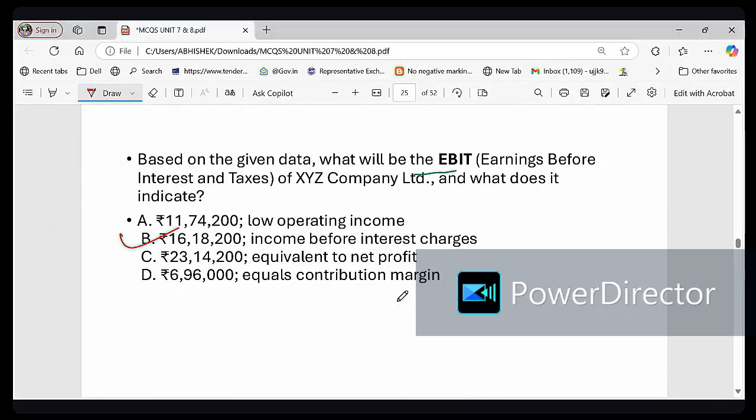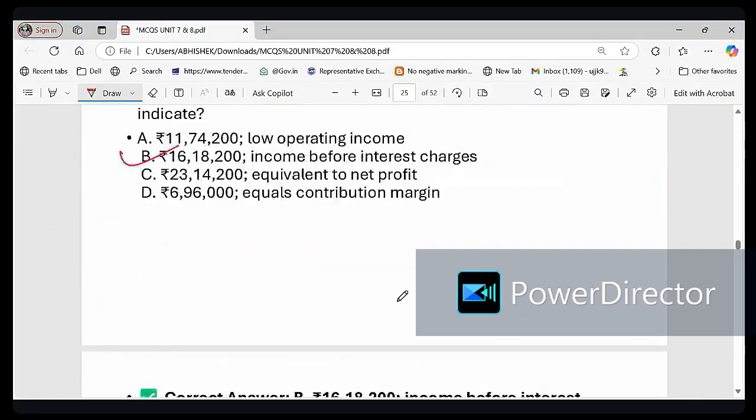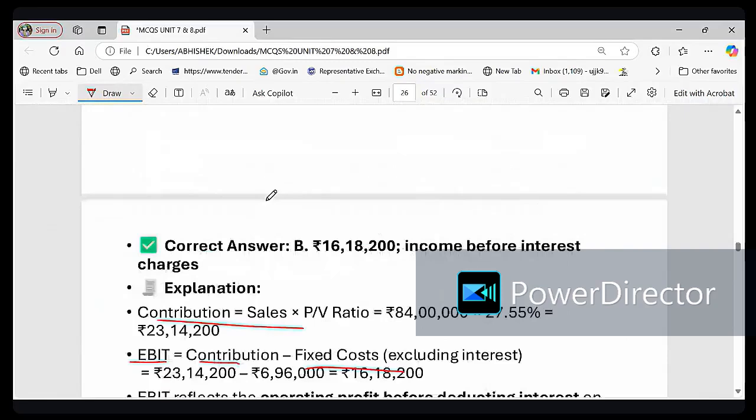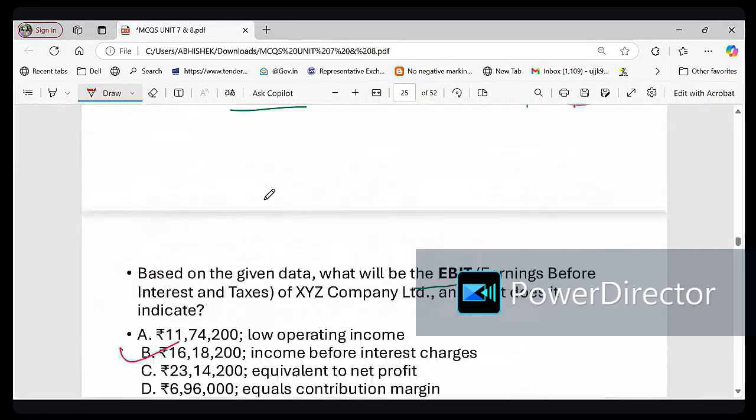So let me summarize what we learned from this question. This P by V ratio tells us the profitability of each rupee of sale. And one formula you must keep in your mind: contribution is the multiplication of sale and the profit by volume ratio, and EBIT is equal to contribution minus fixed cost, right? So remember, interest and taxes are handled after EBIT. In this case, as you can see, depreciation calculation has not been included in the EBIT.